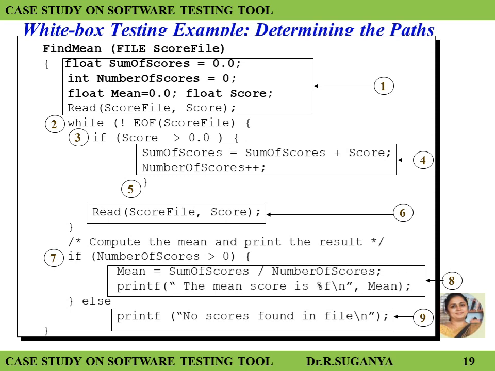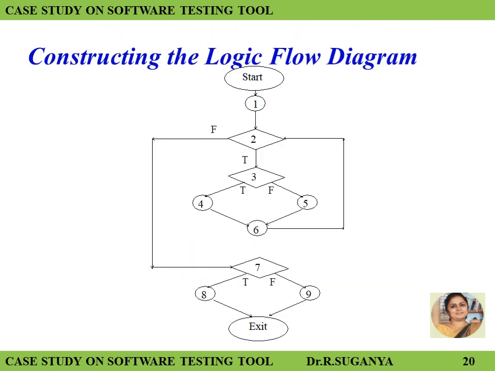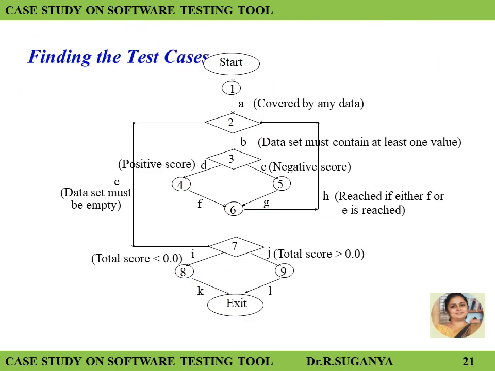So here too, to find the mean value, the same variables have been initialized, and we are going to say if it is not equal to end of file, we are going to test the value. It computes a mean and the result. Constructing the logic flow diagram, here we can see, and finding the test cases. So the flow chart is here. If the data set is empty, then we have to compute the total score. Okay, so this is how to find the test cases for a particular value.